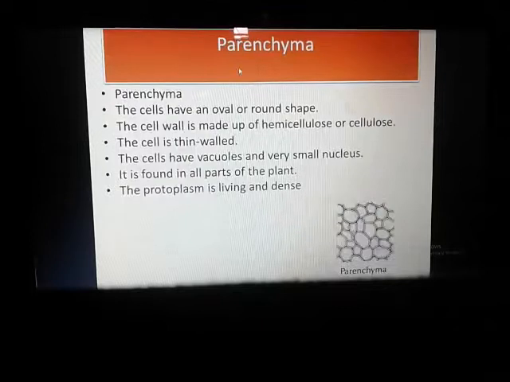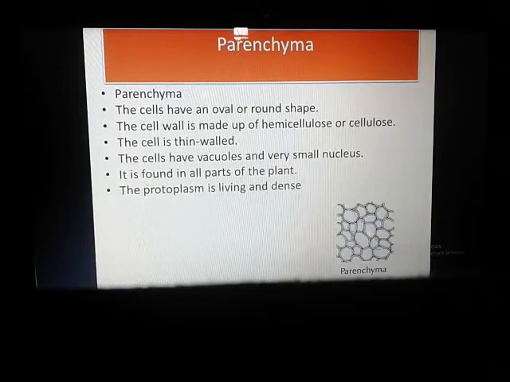First of all, what is parenchyma? This is the structure of parenchyma. Some cells are oval and some are round in shape. The cell wall is made up of hemicellulose, or simply you can say cellulose. The cell is thin walled. The cells have vacuoles and a very small nucleus. So here some nucleus portion is also there and vacuoles also there. It is found in all parts of the plant, and the protoplasm is living and dense.